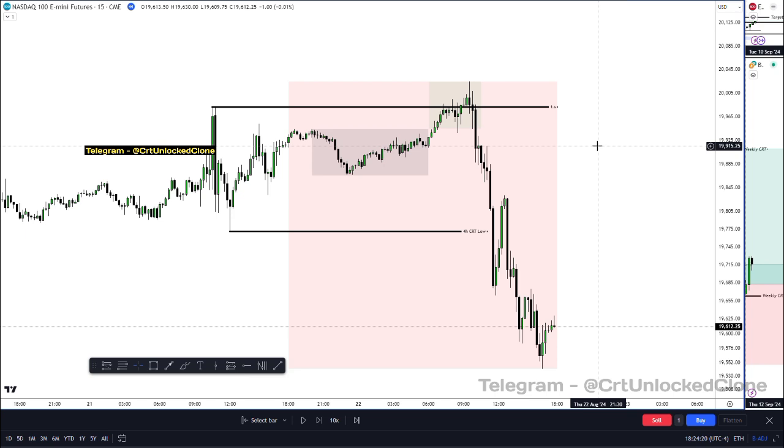Now, if PD arrays are hit on certain days of the week, if higher time frame PD arrays are hit on specific days of the week, something will happen. There are different profiles for every single day, and there are different profiles for when the high is created on Monday, let's say, compared to when the high is created on Wednesday. I will leave you with that.